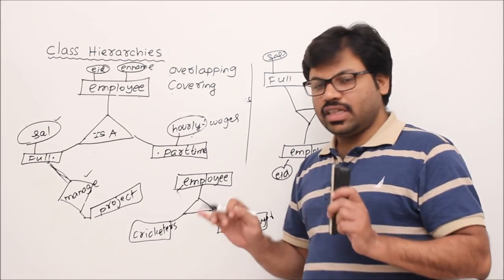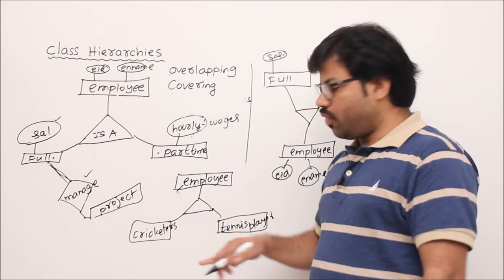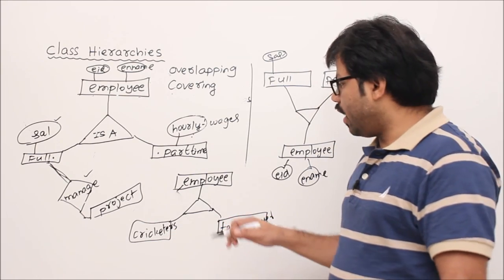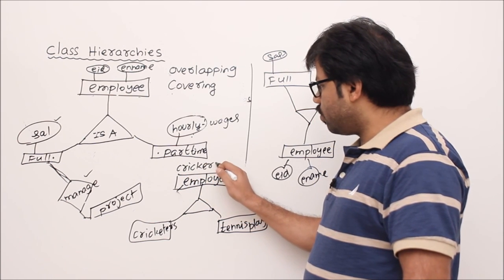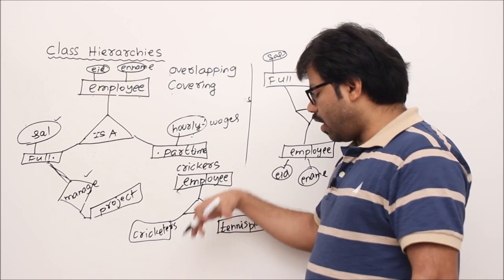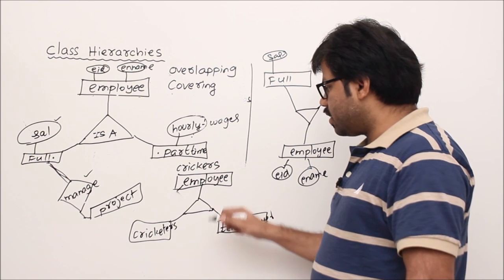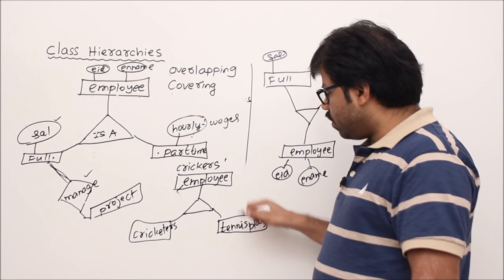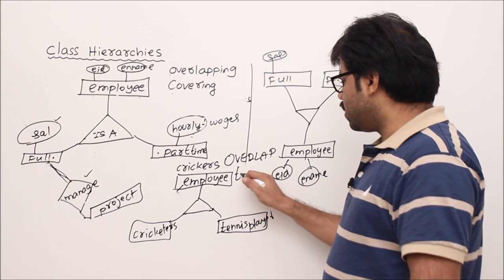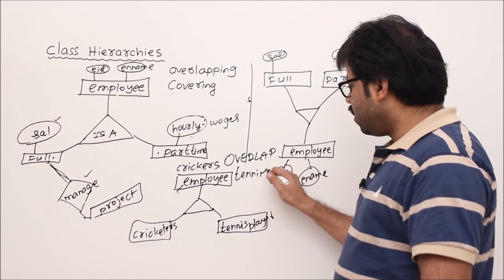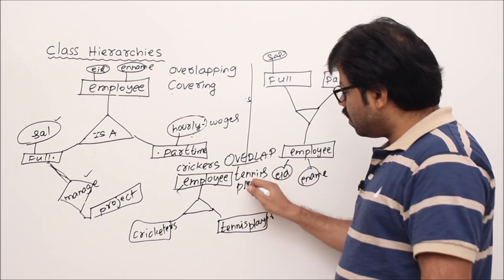When you don't mention anything in the ER diagram, the default is that they are non-overlapping. If you want to say that they are overlapping, then we write like this. We don't write anything on the picture itself; we write just beside the picture, anywhere: cricketers overlap tennis players. That's it. This is the syntax for mentioning that cricketers overlap tennis players.